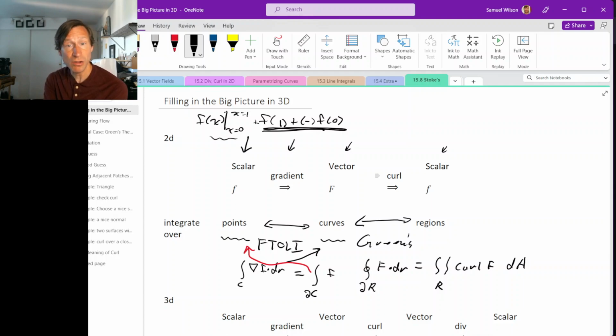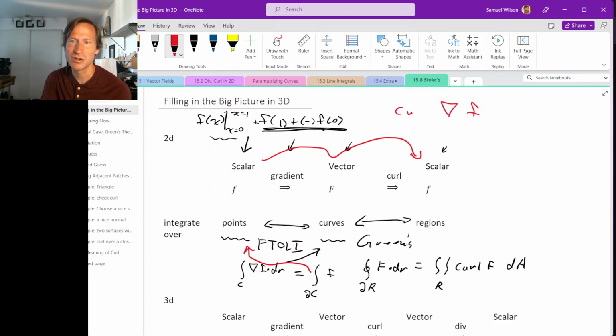Also, another important feature of this diagram is if you take 2 steps along this chain, you always get 0. For this particular diagram, there's only one place you can start where there are 2 steps available, and that's here. So if you start with the scalar function, and you take the gradient of it, and then you take the curl of that, you have checked that this always gives you 0. Okay, so let's look at the corresponding situation in 3 dimensions.